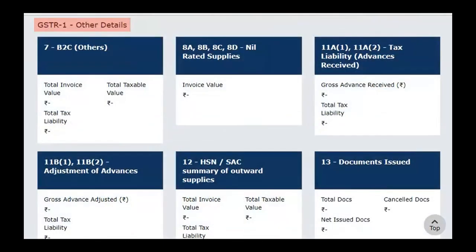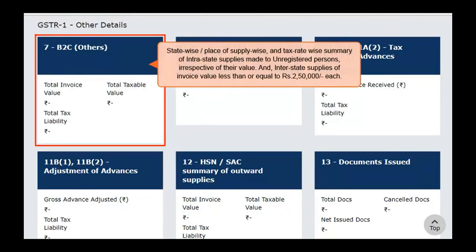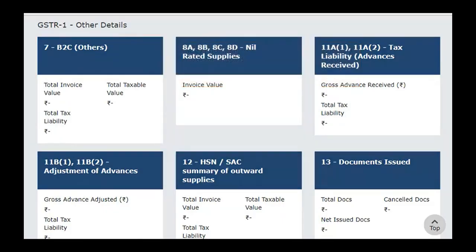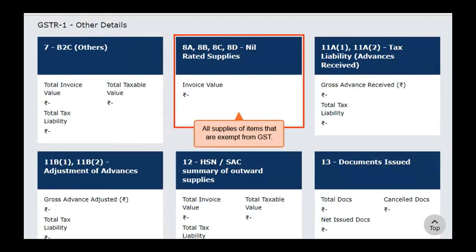Scrolling down to the GSTR1 Other Details section, B2C Others is where you enter the state-wise or place of supply-wise and tax rate-wise summary of all intra-state supplies made to unregistered persons irrespective of their value. This section also captures interstate supplies of invoice value that are less than or equal to 2,50,000 rupees each. The nil-rated supplies tile captures information regarding all supplies of items that are exempt from GST.